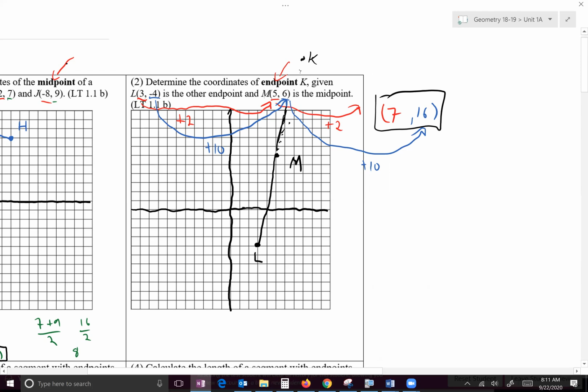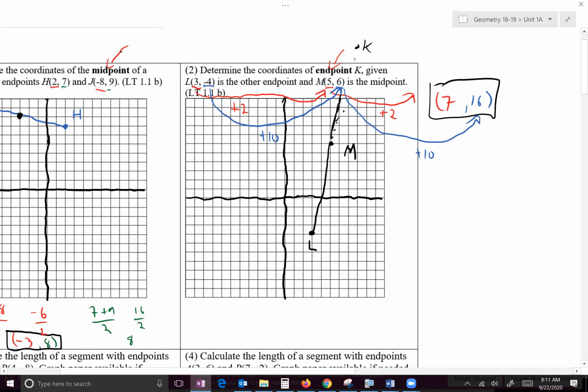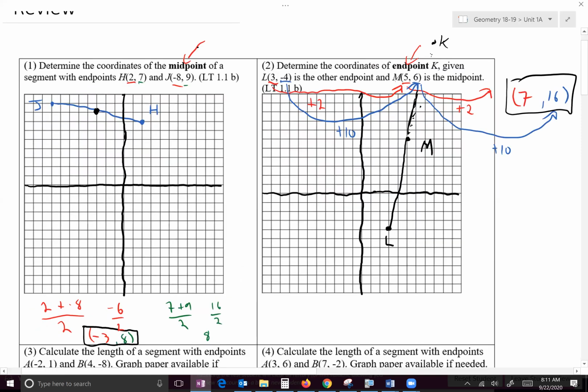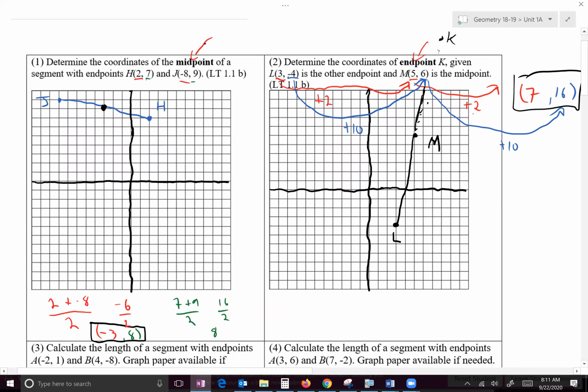(7, 16). Okay. So those are the types of questions you might see with midpoint. You're either going to be asked to find the midpoint, or they're going to give you the midpoint and you're going to be asked to find the other endpoint.